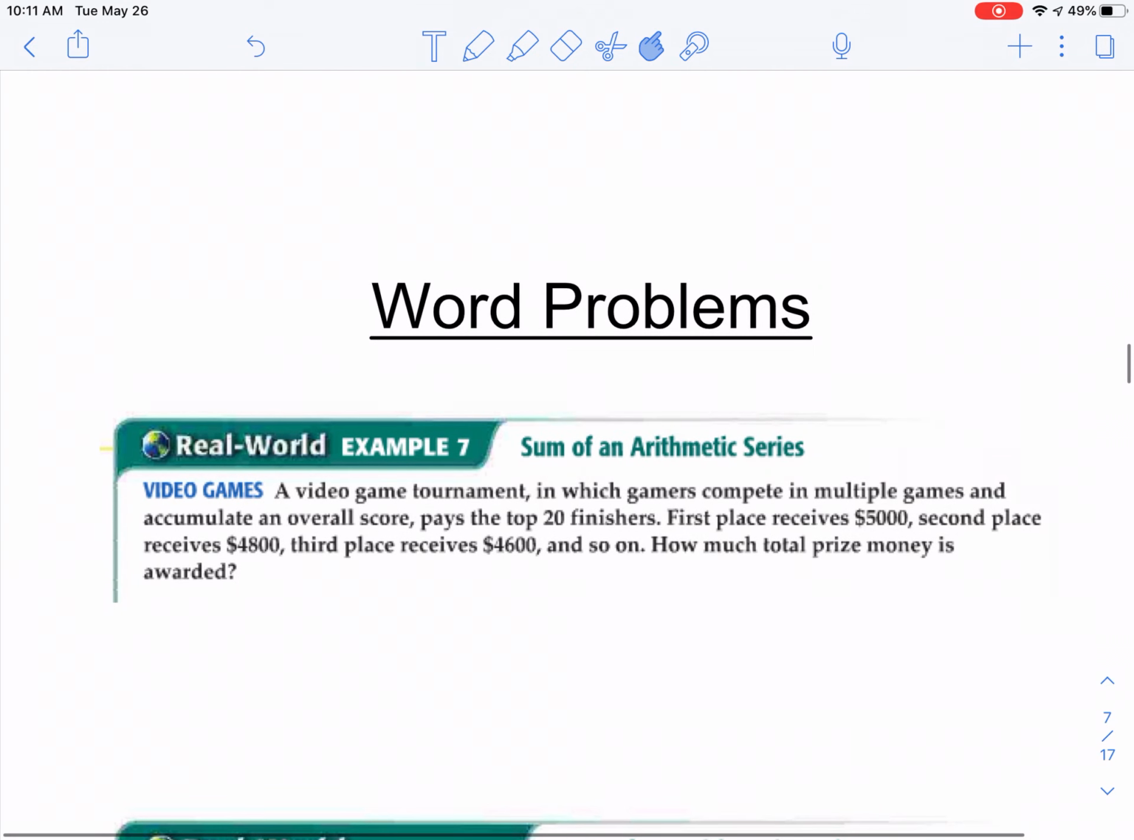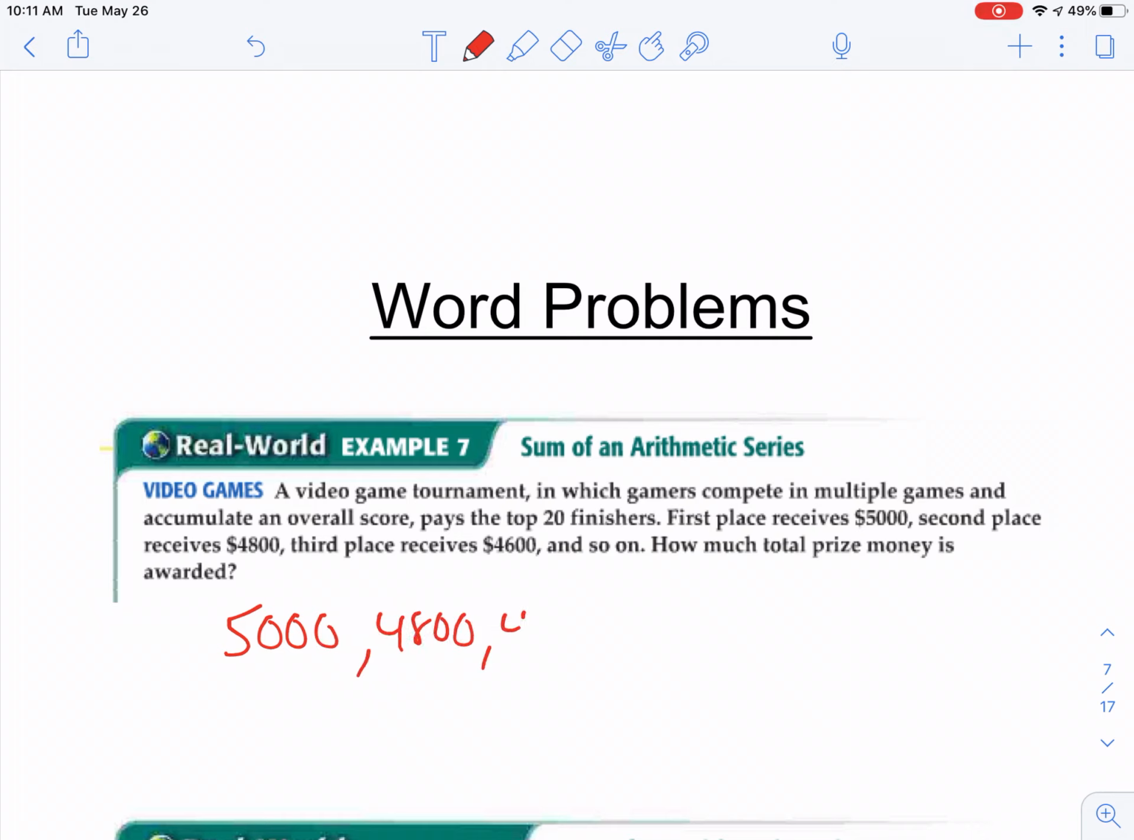We'll do this video game word problem right here. A video game tournament in which gamers compete in multiple games and accumulate an overall score pays the top 20 finishers. So that means there's going to be 20. Essentially, each finisher is one of the terms in the sequence. First place gets 5,000, then 4,800. Third place is 4,600, so on and so on, all the way down the line for 20 spots. So N is 20.